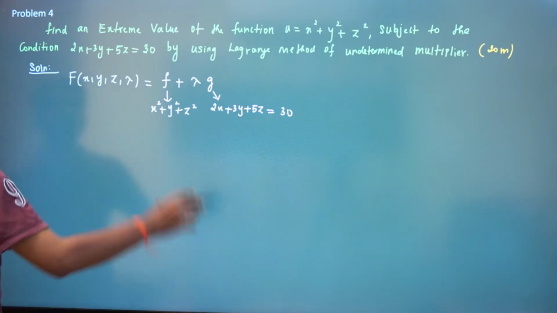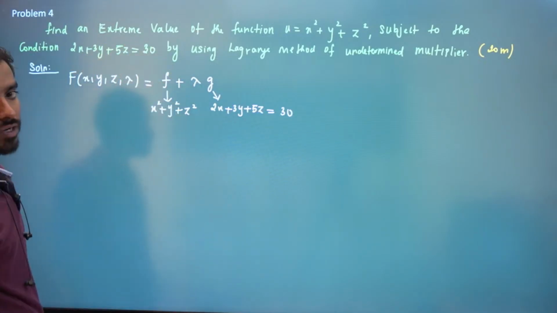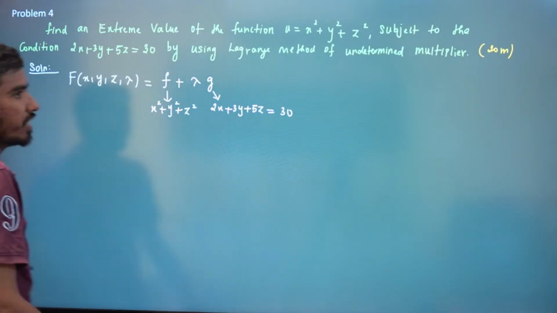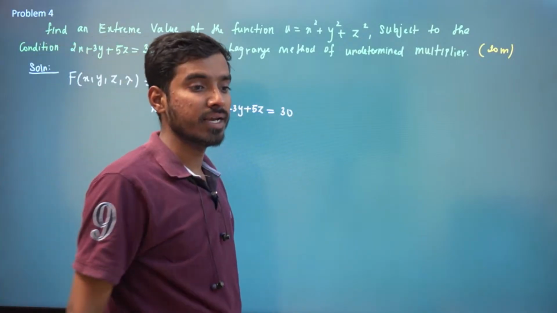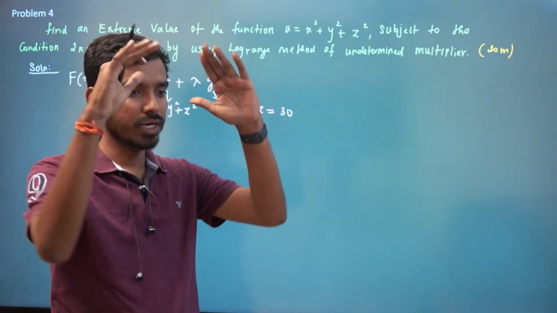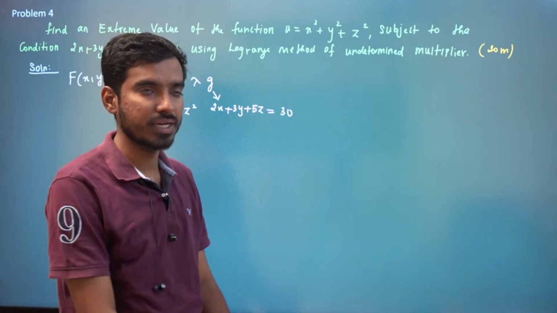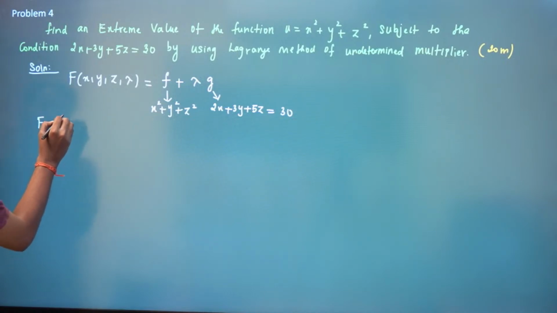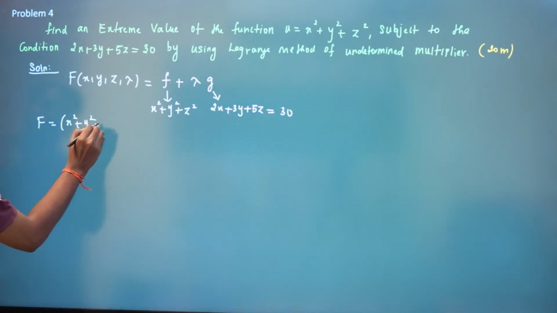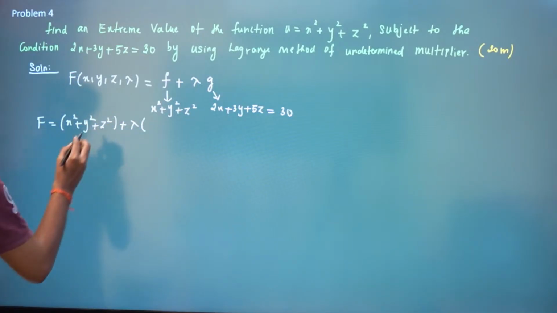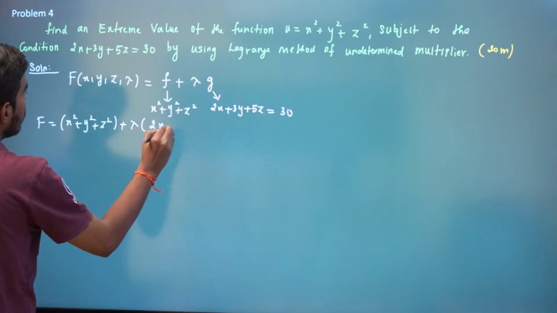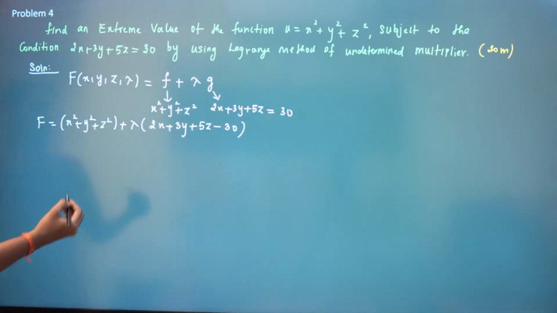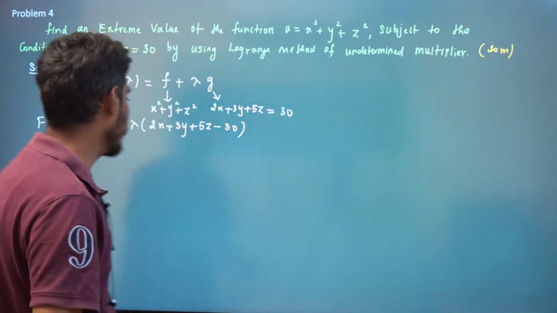So this is our Lagrange's function, capital F, that is given by f plus lambda g, objective function with respect to the constraint function. So we have to find lambda, and we have to find the critical point. Here it is a function of three variables, so critical point will be a tuple x comma y comma z. So first what we will have to do is, we will form our capital F. So capital F is f plus lambda g. So x square plus y square plus z square plus lambda times g. G is given by 2x plus 3y plus 5z minus 30. So we will find our critical points. So we know Lagrange's method. Dou f by dou x equal to 0.